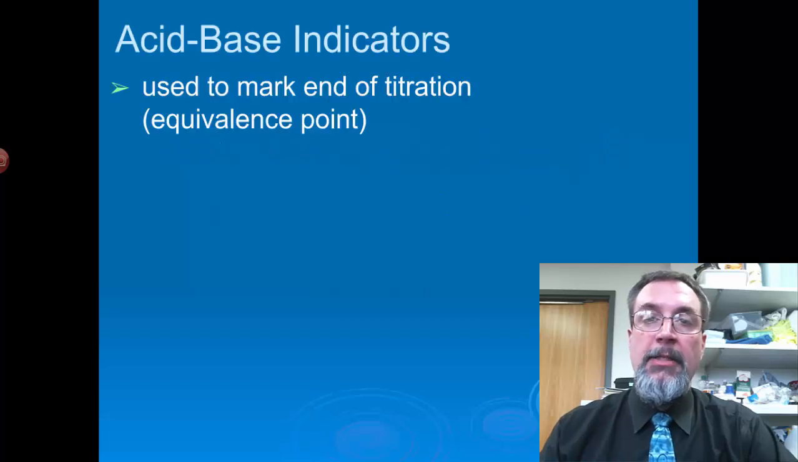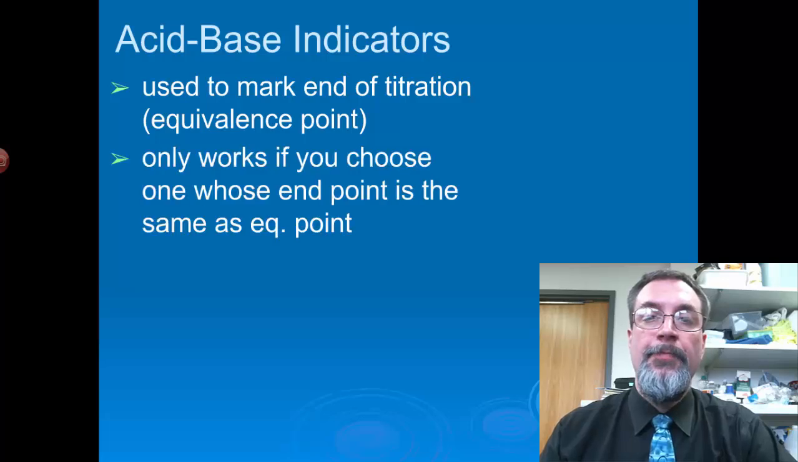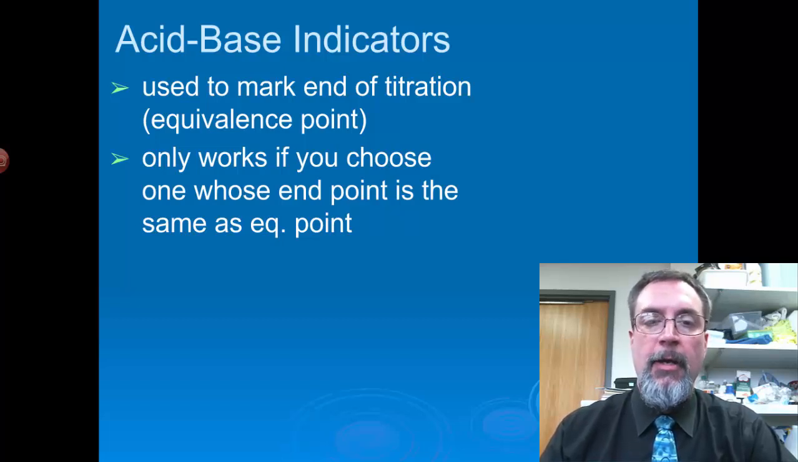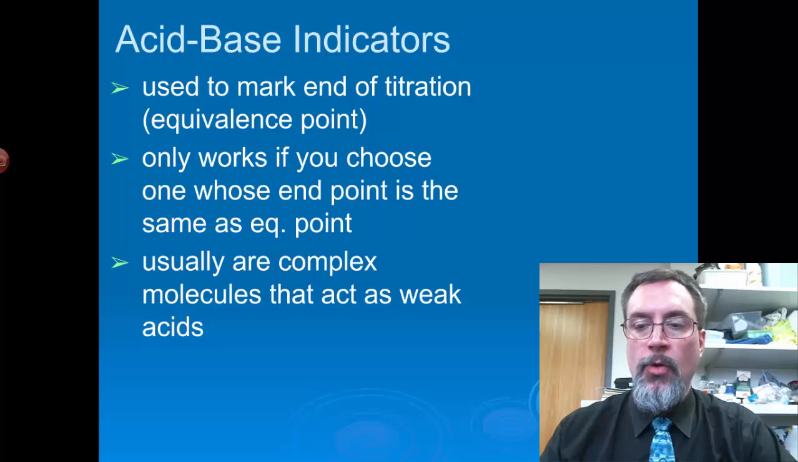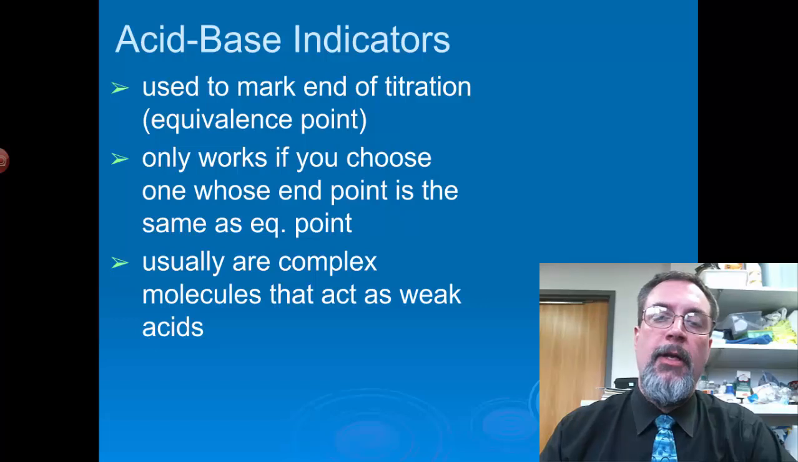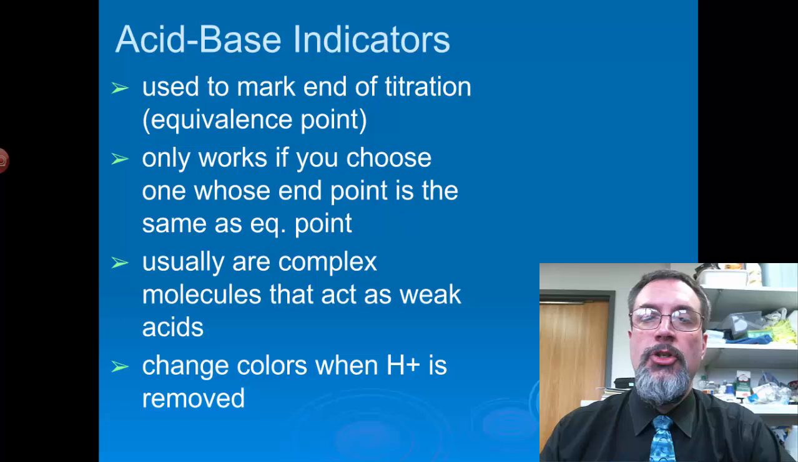Okay, acid-base indicators are going to have a visual change that shows when you've reached the acid and base equivalence point. But you've got to choose an indicator correctly so that the color change happens where your equivalence point is. These are typically organic molecules. They're very complex. They act as weak acids, but when the H plus is taken off of them, they change to a different color.